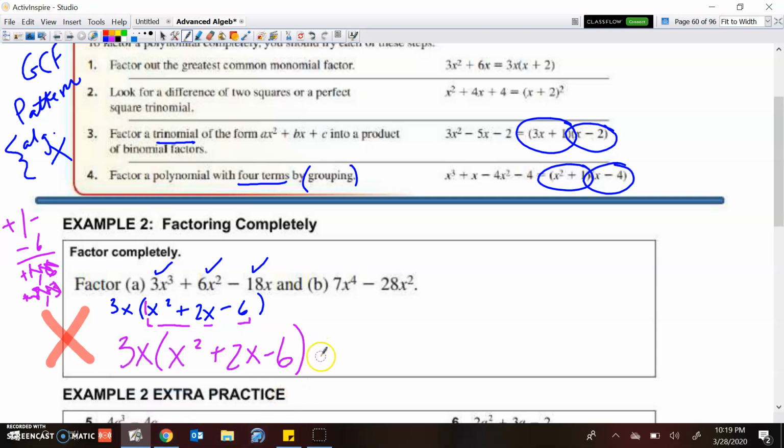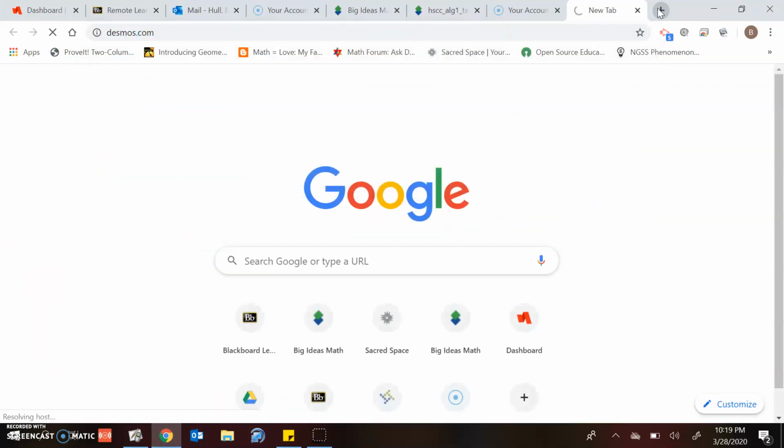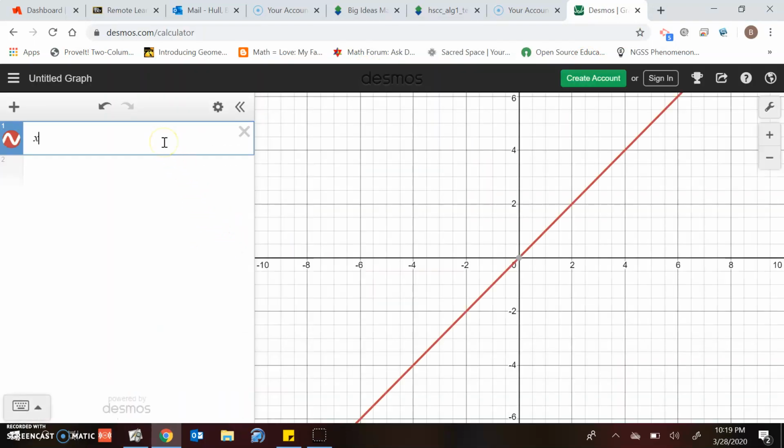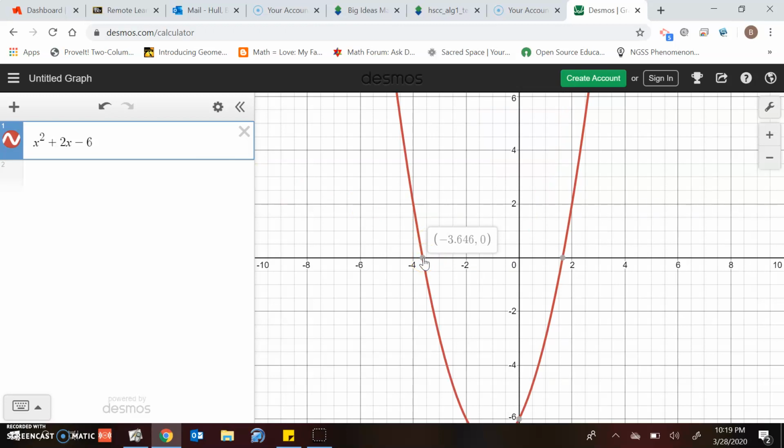So x squared plus 2x minus 6. If I go to Desmos real fast, everyone's favorite, all right, I'm going to type that in. X squared plus 2x minus 6. Now, we know that if we solve these, our answer is where it crosses the x-axis. Is that a nice, neat number? Definitely not. And this point here, no.